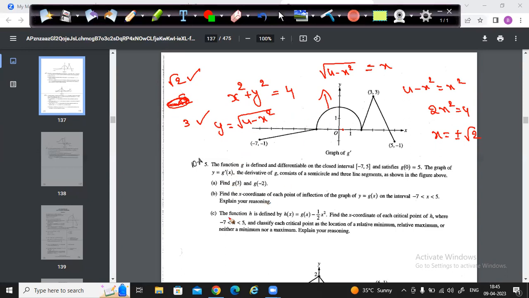So if you calculate at root 2, h dash of root 2, h dash of x is g dash of x minus x, right? So g dash of root 2 minus root 2. What is g dash of root 2? So if you take x is equal to root 2, so g dash of root 2 minus root 2.